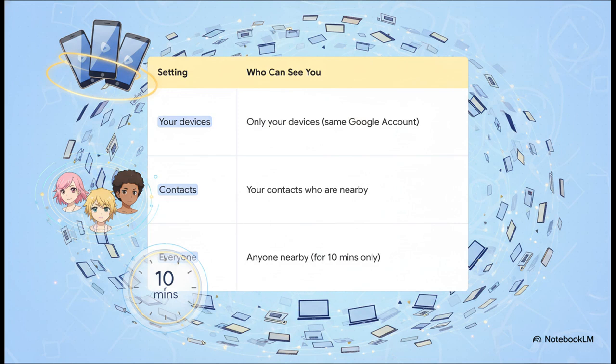Your devices is exactly what it sounds like. Only your other devices on the same Google account can find you. Contacts limits it to people you actually know who are physically nearby. And if you do need to share with a stranger, you can choose everyone, but, and this is such a smart privacy move, that mode automatically shuts itself off after just 10 minutes, so you are always, always in control.